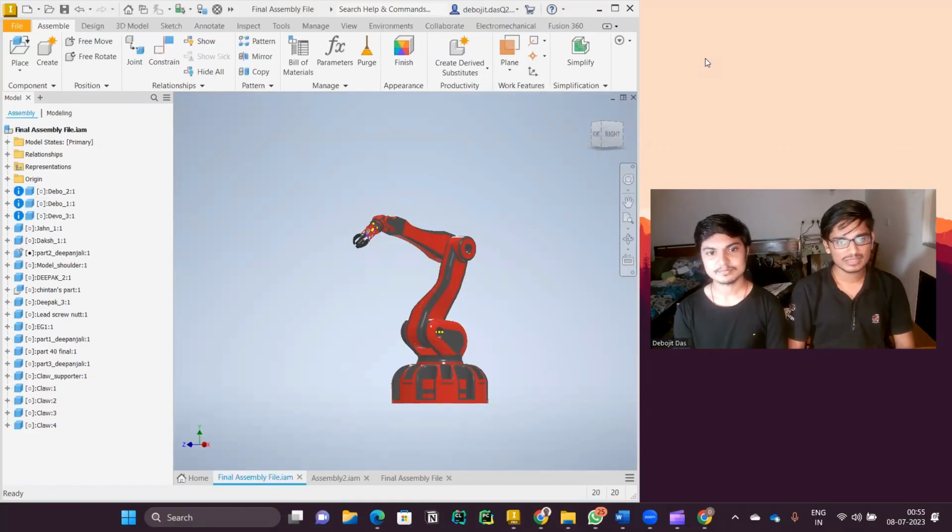Hello, I am Divya Chudasama. My major contribution was in making the shoulder part of the robotic arm. Hi, I am Devesh, and my major contribution was in creating the forearm of the robotic arm.